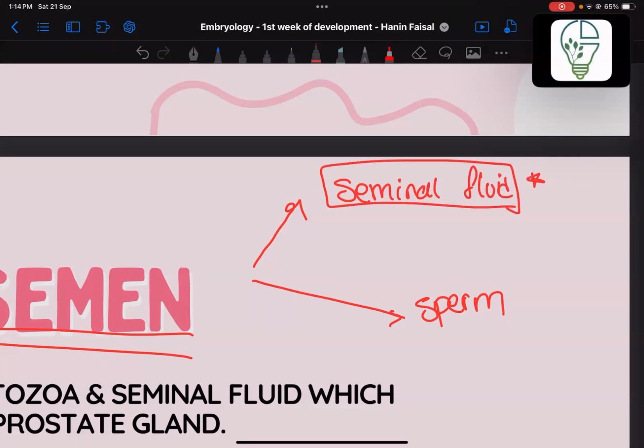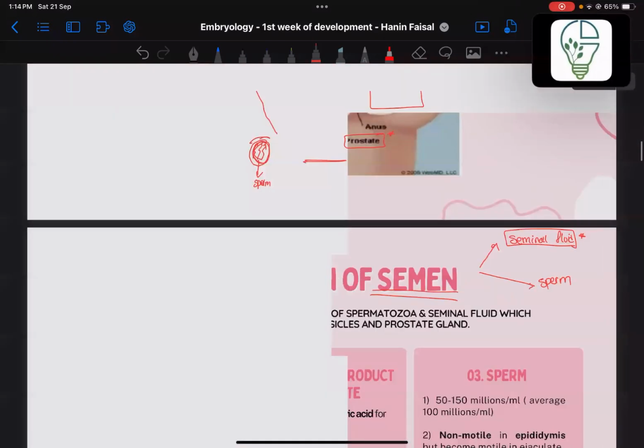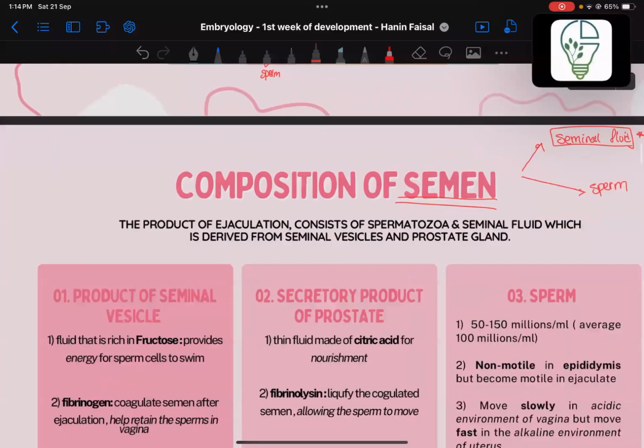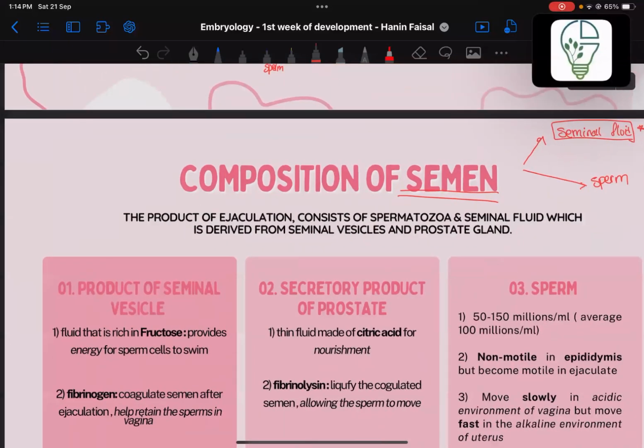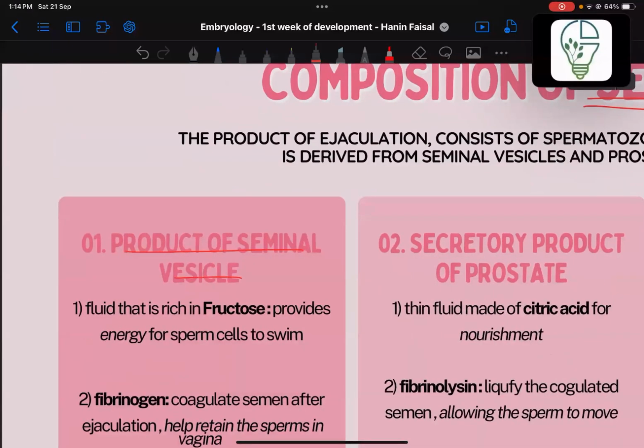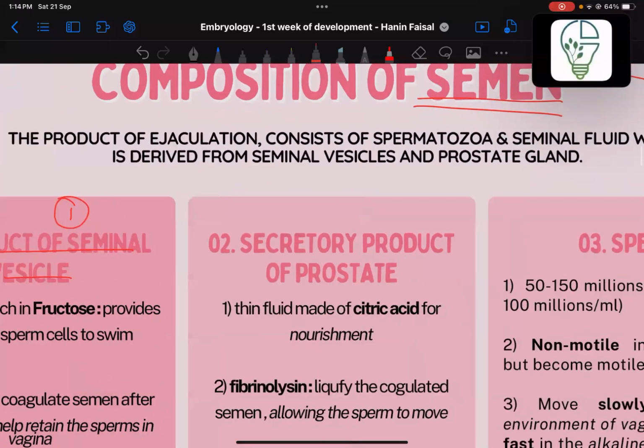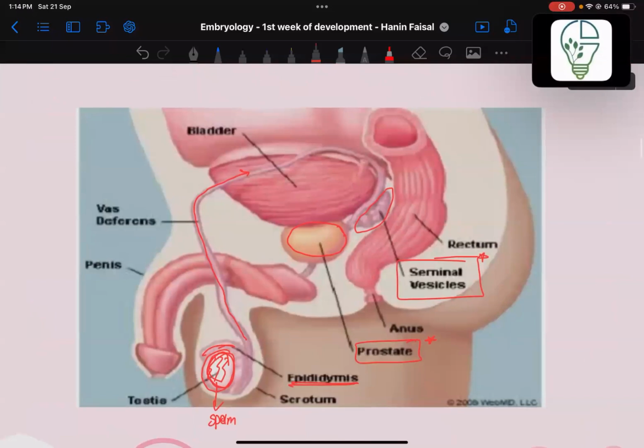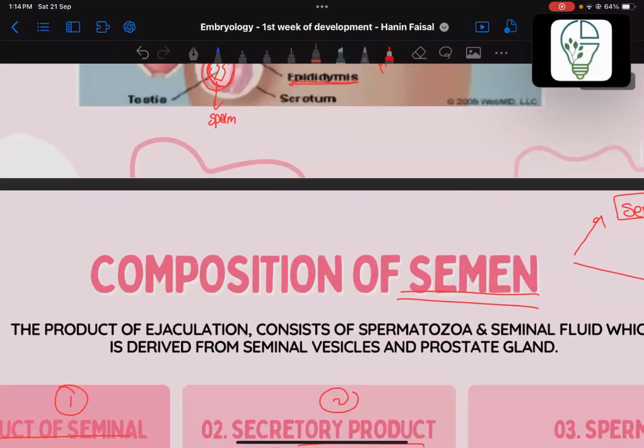And this is a very, very important concept you guys have to know. This seminal fluid is made from two things. Firstly, the product of the seminal vesicle, and secondly, the product of the prostate. So I said the two important structures that you have to know are the seminal vesicle and the prostate, because both of them release fluids which make up the seminal fluid that's a component of the semen.